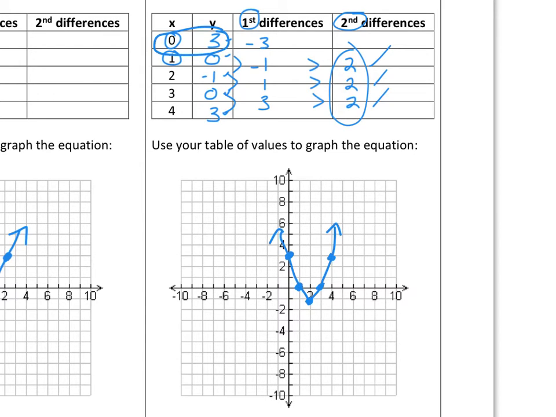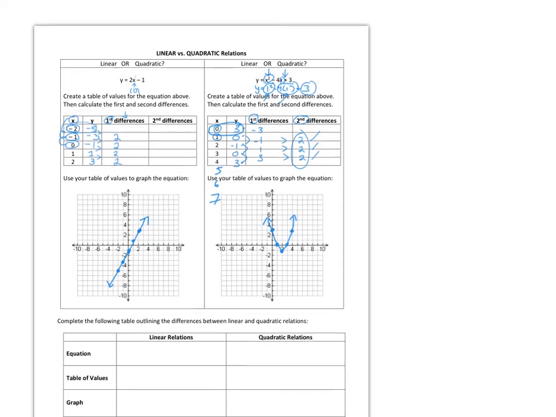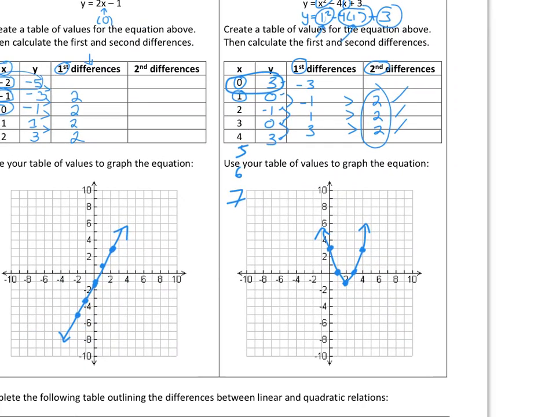You see how I've extended the lines past my last points there, and I put arrows on the end? That's because this parabola goes on forever. If I wrote down a 5, a 6, a 7, or a negative 1, a negative 2, this parabola would keep going and going to all the different x values and y values.